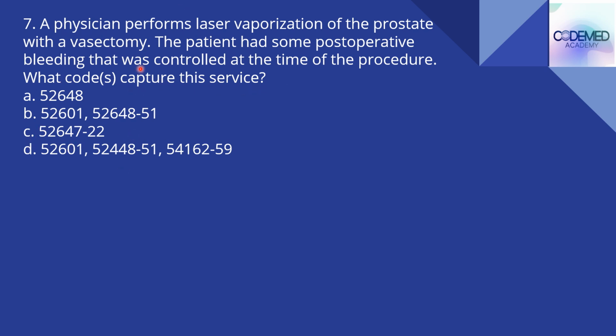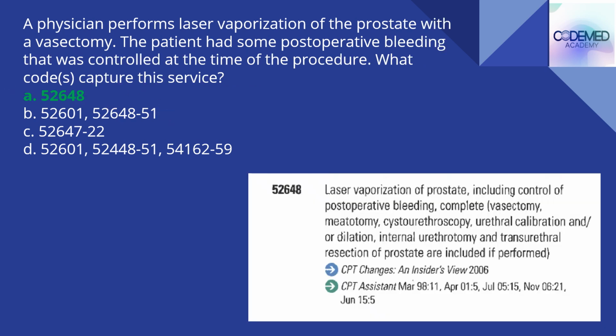And there is only one procedure that has happened, that is a vasectomy, and there is a post-operative bleeding, so I don't think it will require three codes, so I will eliminate that option. Now in between A and B, I'll have to decide the answer. So yes, 52648 is the correct answer, and we have the code language which includes the post-operative bleeding, so there is no need to code that separately.